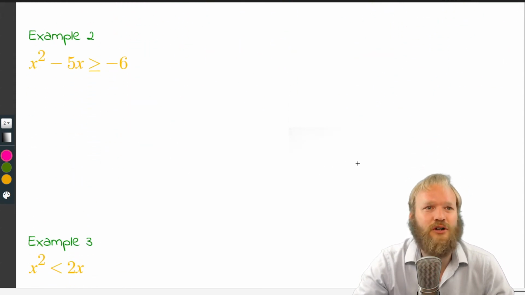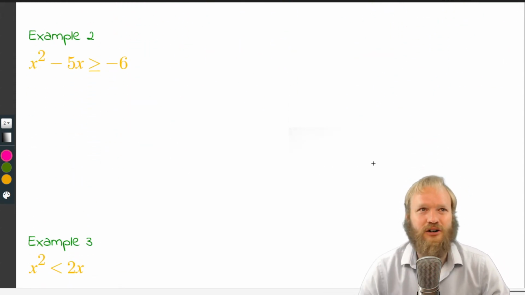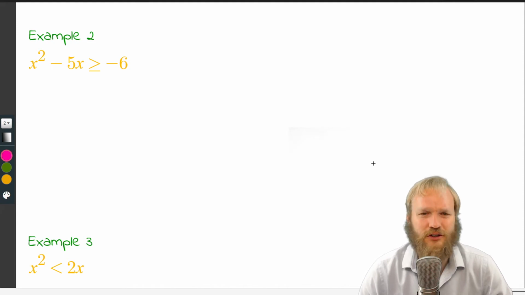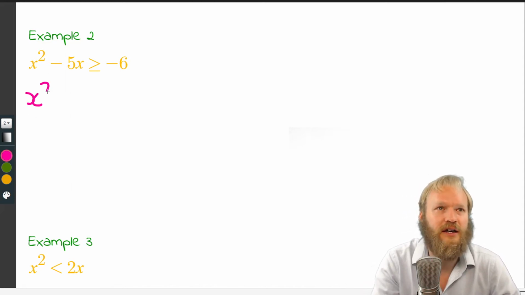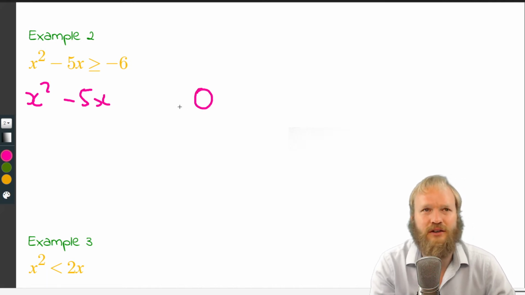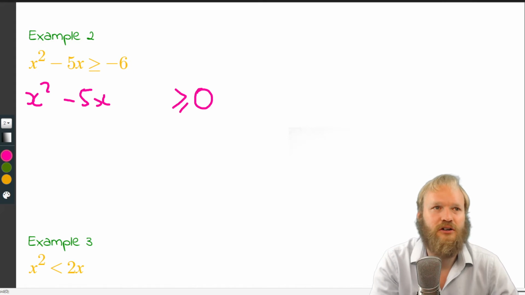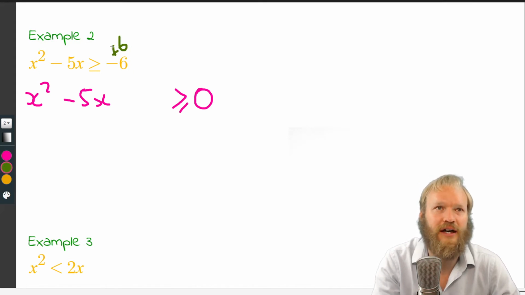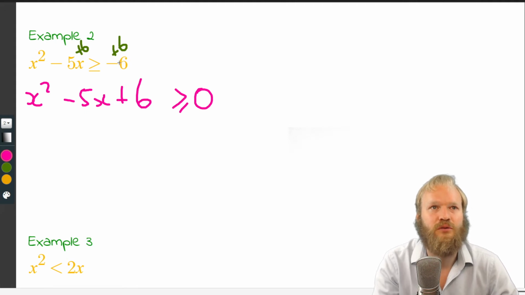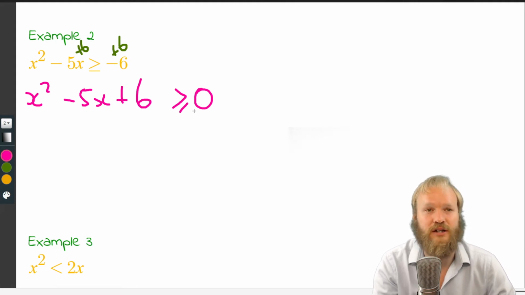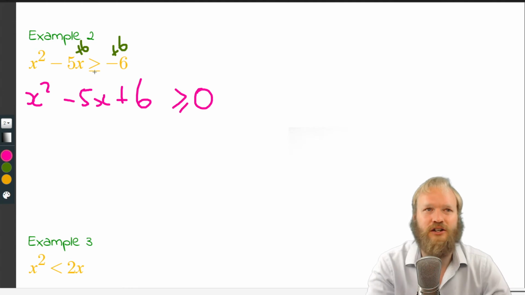So let's rock on with example 2. What's the first thing we need to do to this equation before we factorize? Well, we always made sure that we had x squared minus 5x, and we always made sure that one side of the equation was 0. So we need to add 6 on both sides of our equation so that we've got a 0 on one side. Now we can start factorizing and using that magic.